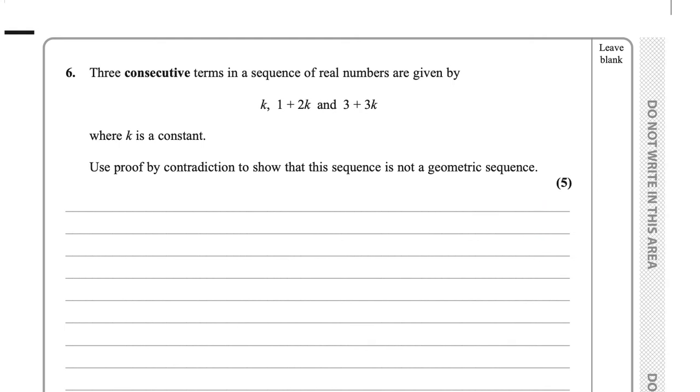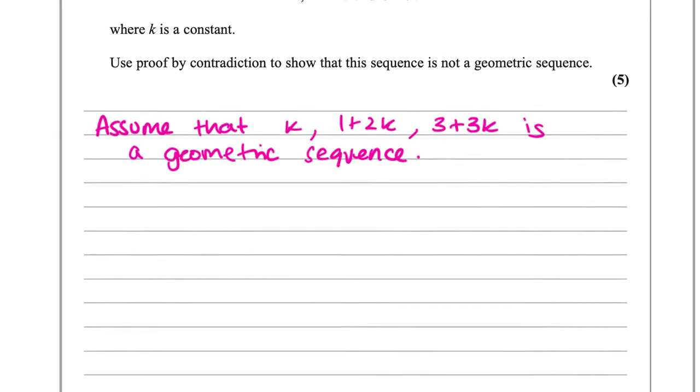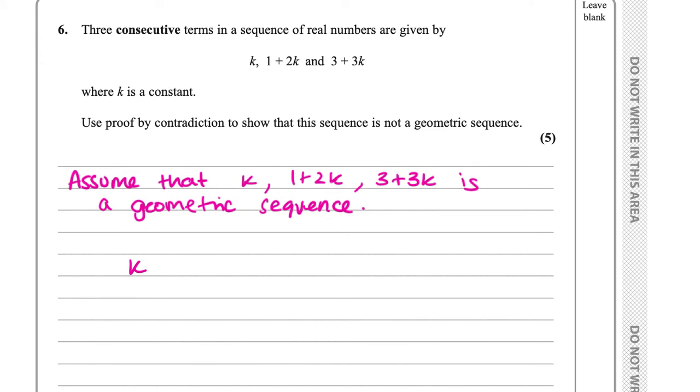So, step 1, we're going to assume that k, 1 plus 2k, 3 plus 3k is a geometric sequence. I'll tell you what, writing is hard, isn't it? Okay, so we're going to assume that this is a geometric sequence. What do we know about geometric sequences? That they have a common ratio. So we know technically k multiplied by r should be 1 plus 2k. And then to get to the next term, we multiply by r again. We should get 3 plus 3k.